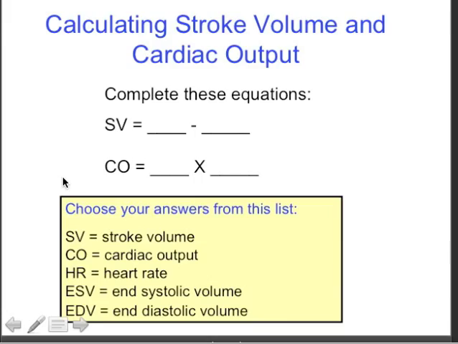Okay, now we want to compute some cardiac output, and remember your equations. You can't forget these equations. You have to be able to apply them. Your stroke volume is going to be your end diastolic volume, that's the maximum amount of blood the ventricles can hold, minus the end systolic volume, which is the amount of blood in the ventricles after they squeeze. Well, the cardiac output is equal to the stroke volume times the heart rate.